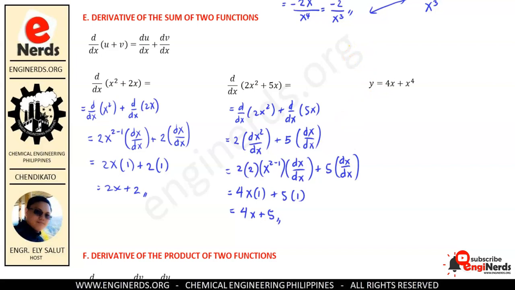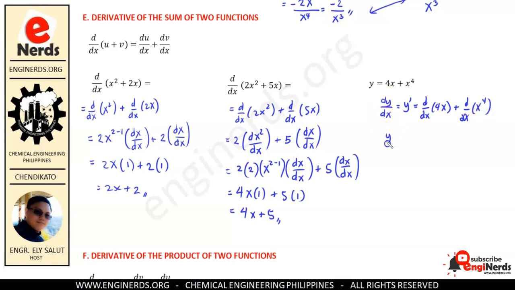So in here, we have y is equal to 4x plus x to the 4th. So we will take the derivative of y with respect to x. So that means we'll have here dy over dx, which we can also write as y prime. That means the derivative of y. No? So this is now equal to the derivative of 4x plus the derivative of x to the 4th.